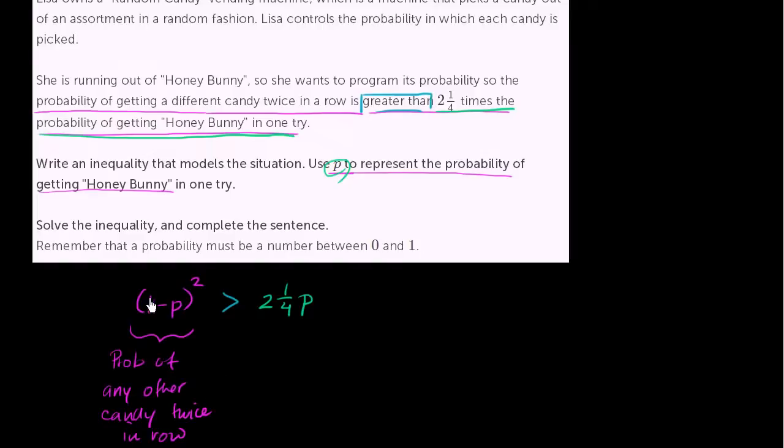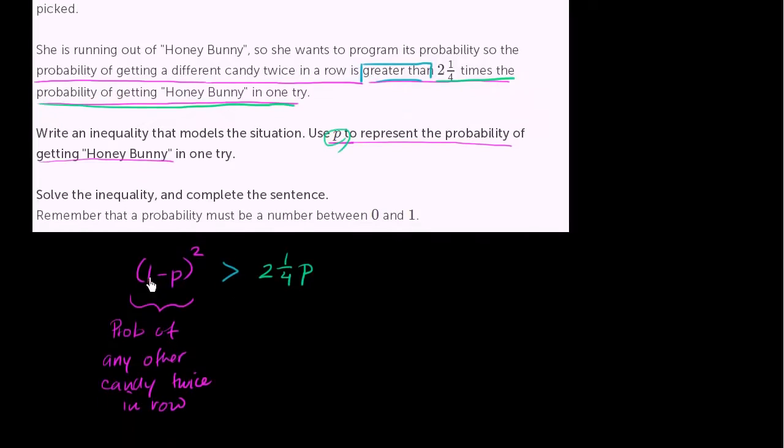Now let's actually solve this inequality. To do that, I will just expand 1 minus P squared out. 1 minus P squared, well, I'll just multiply it out. So this is going to be 1 squared minus 2P plus P squared. And that's going to be greater than 2 1/4 P.